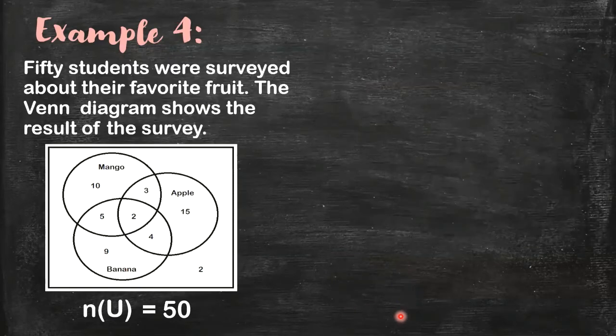Okay? Last example. 50 students were surveyed about their favorite fruit. Then, this is their Venn diagram. We have mango, apple, banana. First things first, we need to get the total number of elements involved. Actually, it's given in the problem, 50 students. But if you want to check, you may add all the numbers here, including this number outside the overlapping circles, and you will get 50 also.